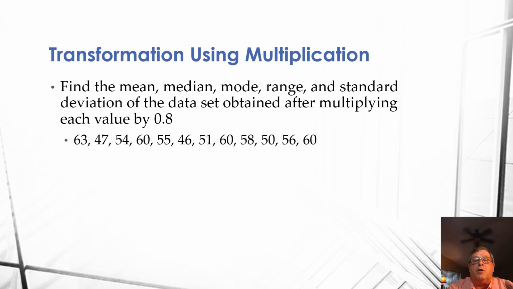If you recall, when we did transformation using addition, the mean, median, and mode changed, but the range and the standard deviation remained the same. But when we have a transformation of data using multiplication, the mean, median, mode, range, and standard deviation are all going to experience a transformation.